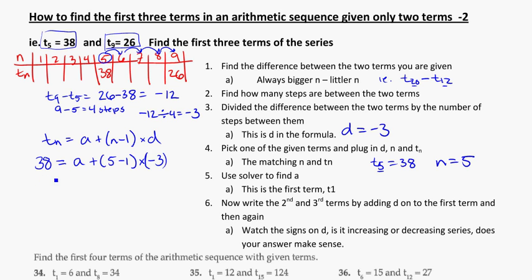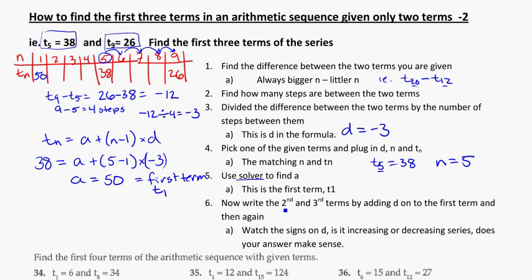So if we plug this all into our formula, into Solver, using Solver on your calculator, or using algebra, you should get a is equal to 50. And remember, a is equal to the first term, or another way to write that is t1, 1 being the first term. So I now know that my first term is 50.